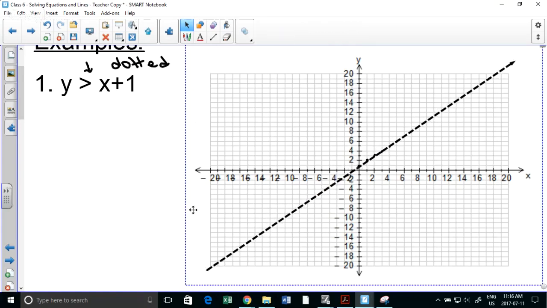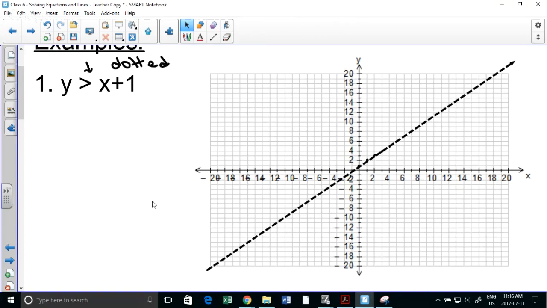So that is my line graphed. Now I need to figure out what works. Either I'm shading above it or I'm shading below it. So 0, 0 is not on my line. If it's on my line, I can't use it, but it's not.